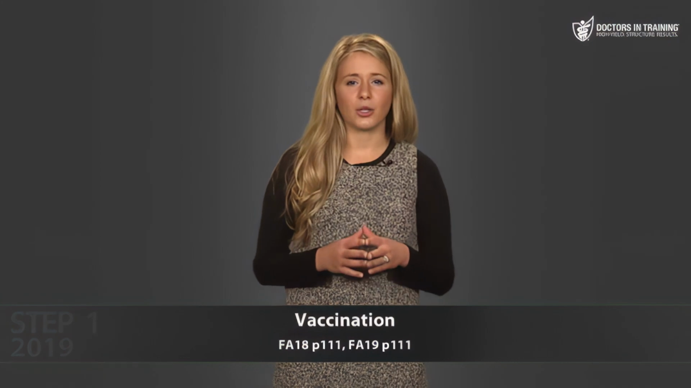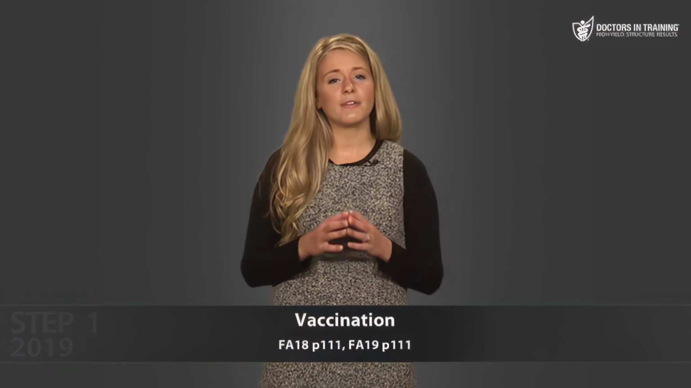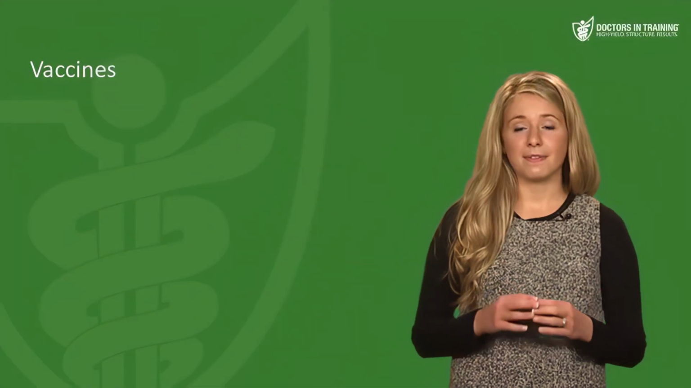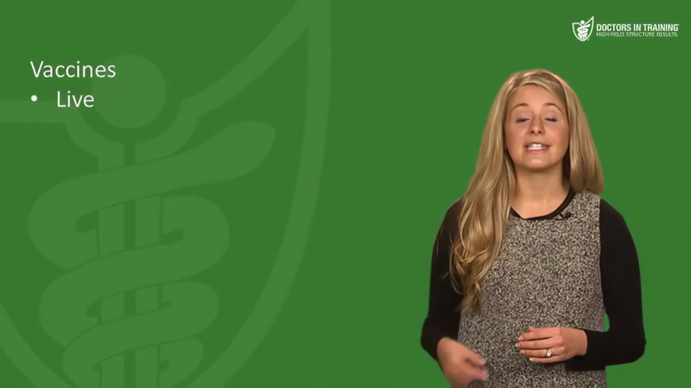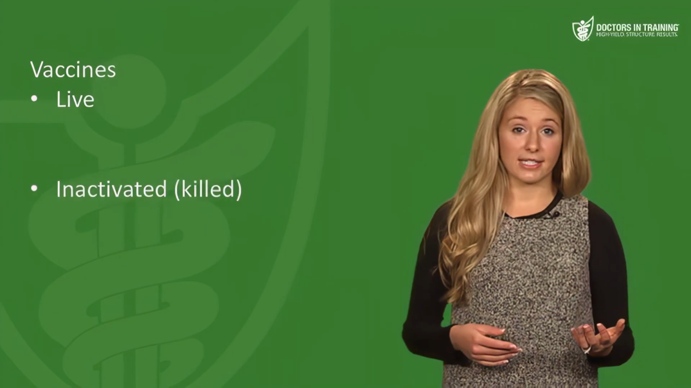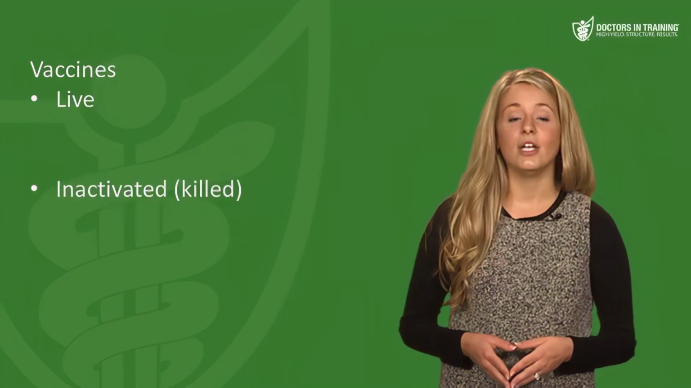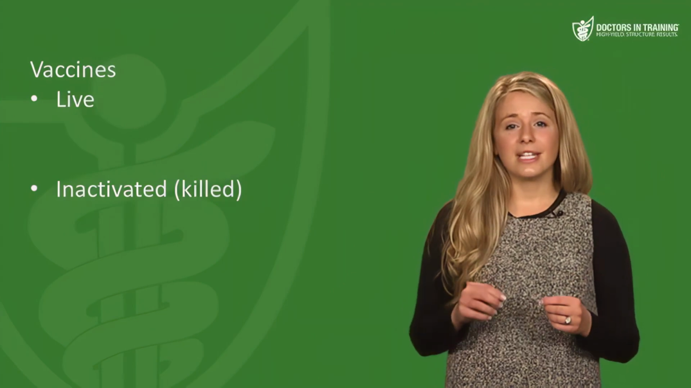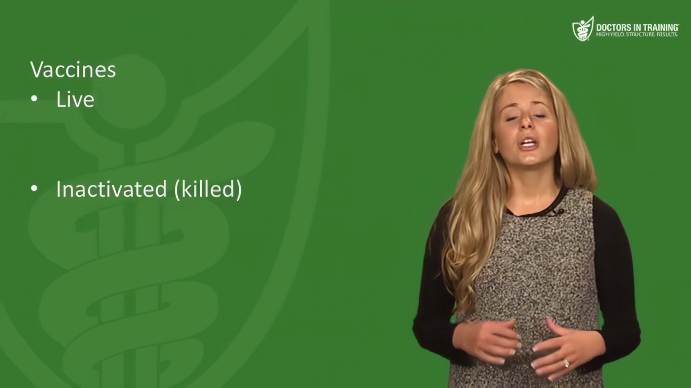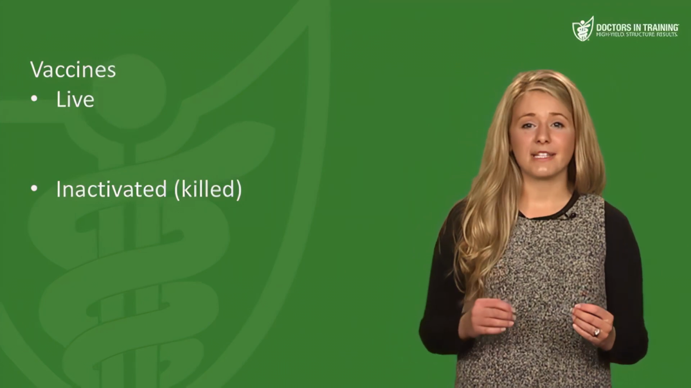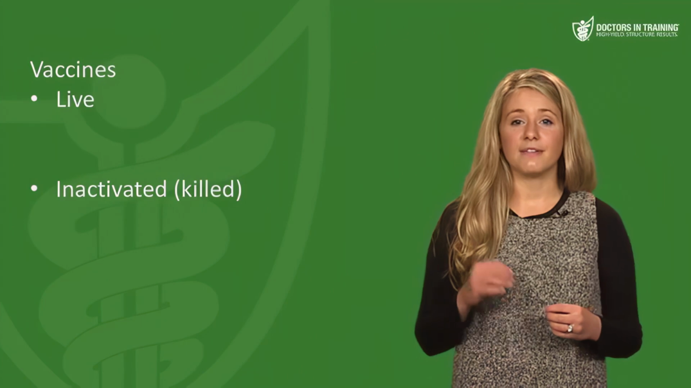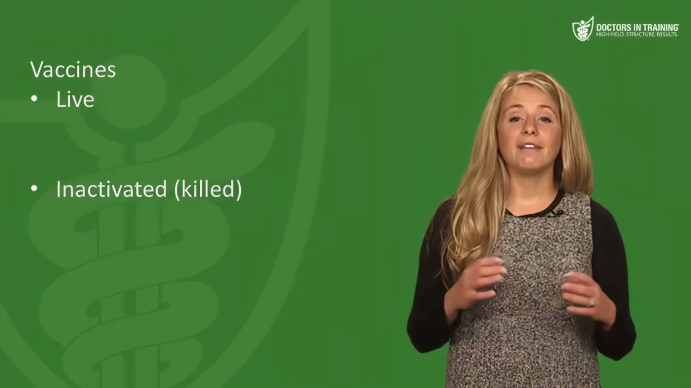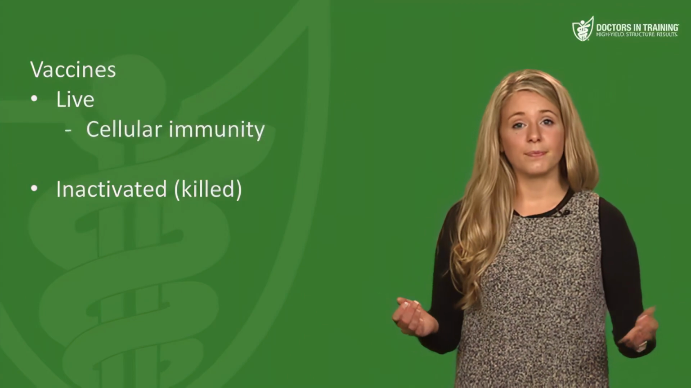Let's talk about vaccines in a little more detail. We're going to start with vaccines against viruses. As I mentioned, there are different types of viral vaccines, live vaccines and inactivated or killed vaccines. With a live vaccine, you actually give the patient the infection, but it's a very weak, attenuated form of the infection. You're allowing that weakened virus to infect cells so that those cells can present the viral antigens to cytotoxic T cells. So live vaccines lead to cellular immunity.